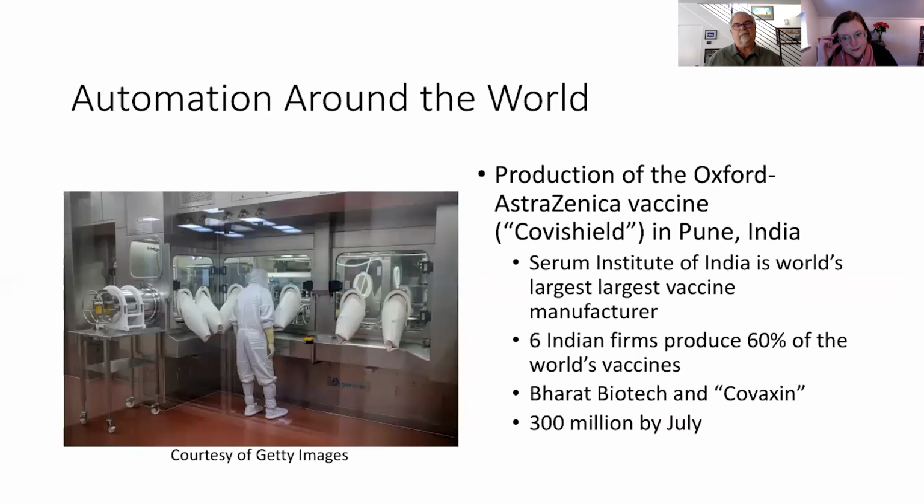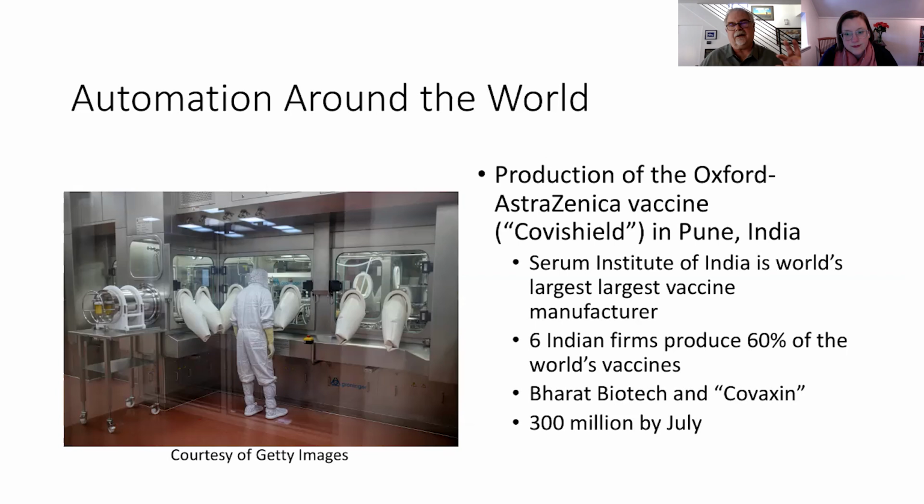And then automation is a global phenomenon. And here we see an image of the Oxford AstraZeneca vaccine plant in Pune in Maharashtra in India, where they're producing a vaccine called COVID Shield. That's the Indian labeling of the AstraZeneca vaccine.